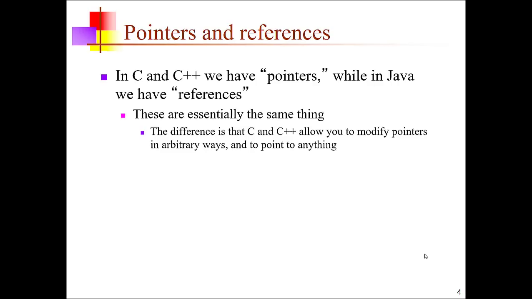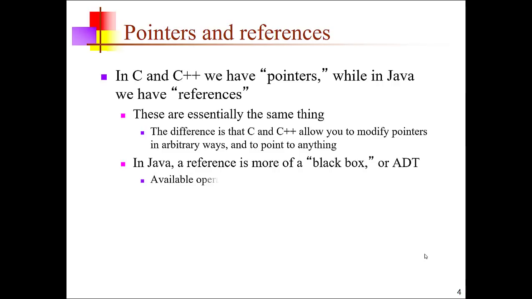Okay, the difference is that in C and C++, they allow you to modify pointers in arbitrary ways. In fact, we've already talked in this video about pointer math and so forth. References in Java, you can't do that too. In other words, in Java, a reference is more of a black box, so you really can't do anything to it. The Java runtime actually, and this is true in C# and Haskell and so forth, other languages where you don't have direct memory access, but basically what it's doing is managing the memory for you.